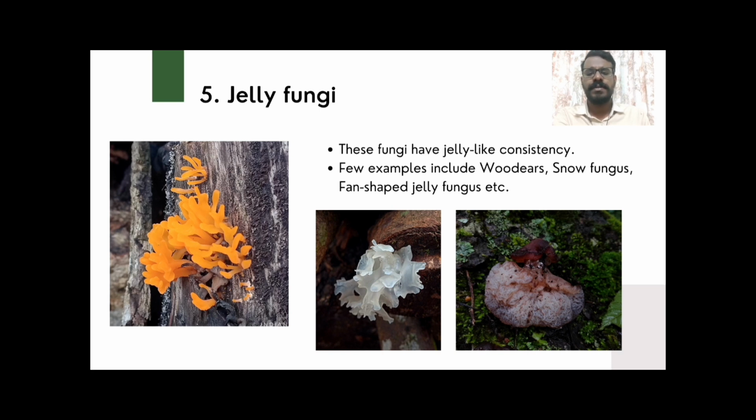Now, a few examples of this jelly-like fungus are wood ears. So we have seen the Auricularia species. So that is one example of these types of fungi. Then there is snow fungus, that is Tremella fusiformis. Then you have the fan-shaped jelly fungus, the Dacrymyces spatularia or Dacrypinax spatularia, depending on the current nomenclature. So these are a few examples of jelly fungi.